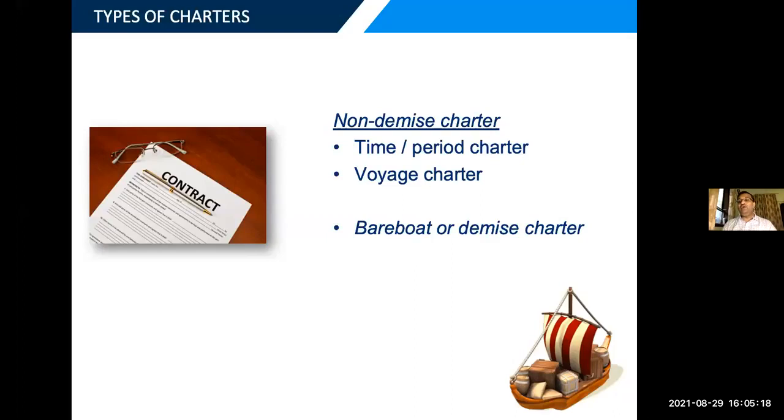The ship is handed over by the ship owner to the charterer along with the crew, along with the master and his crew. Charterer takes over the delivery of the ship, and for the entire time charter duration, it is the charterer who commercially operates the ship. It is the charterer who decides where the ship will go, where it will load, where it will discharge. Now, let's understand how the costs and the revenues play out in both these forms of charter.